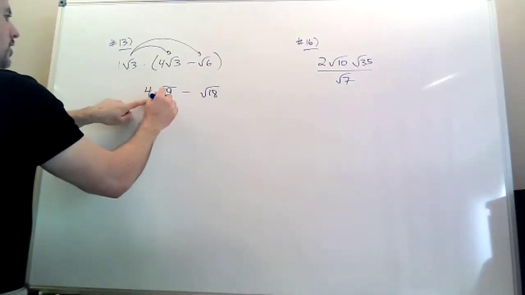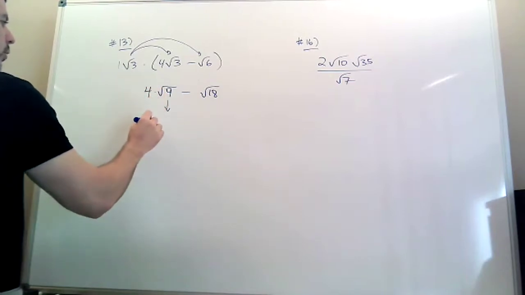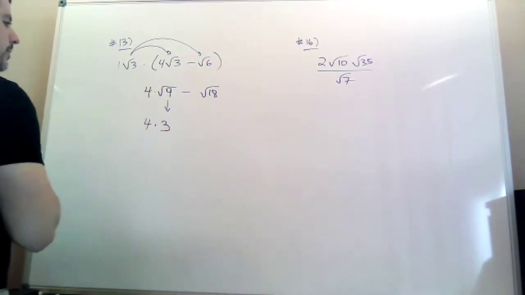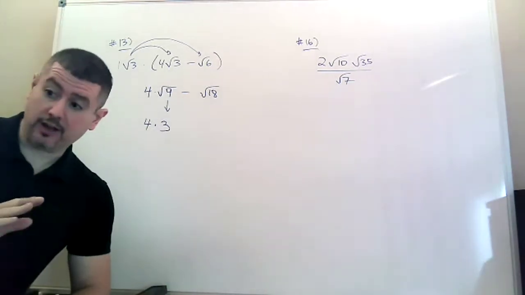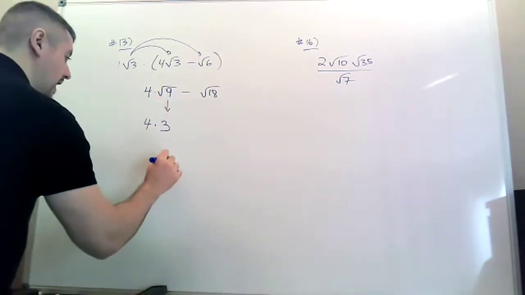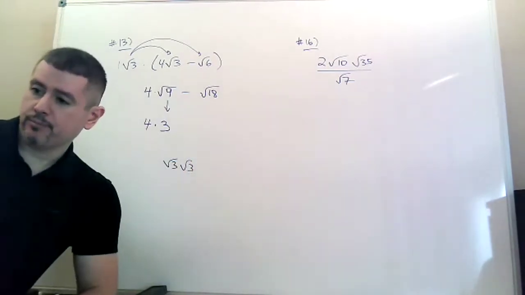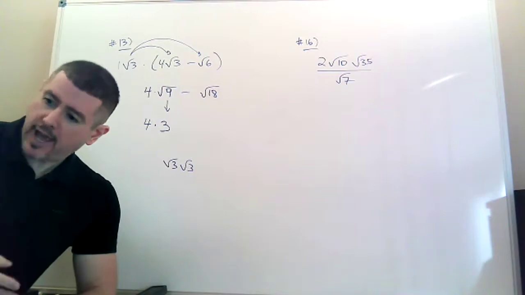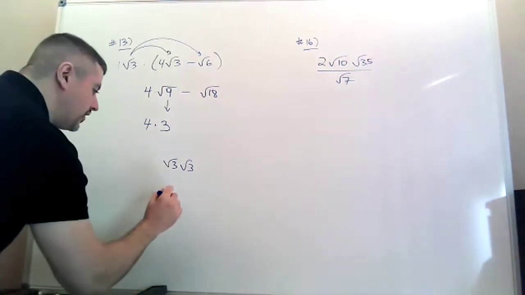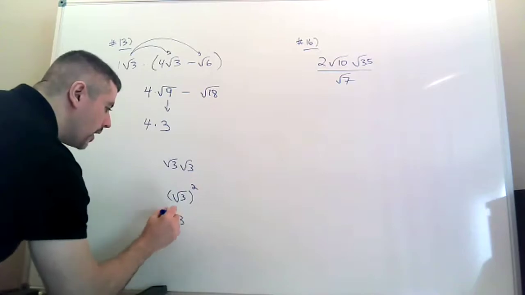Now, 9 is a perfect square. It comes out of jail. When you take it out of jail, what times itself makes 9? 3. Now, I've said it many, many times. You do nothing else. If I see you take radical 9 and write it as radical 3 and radical 3, prove to me that's 3. You can't. You would have to say radical 3 times radical 3 is radical 3 squared.